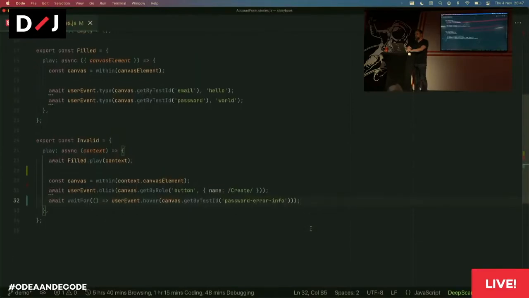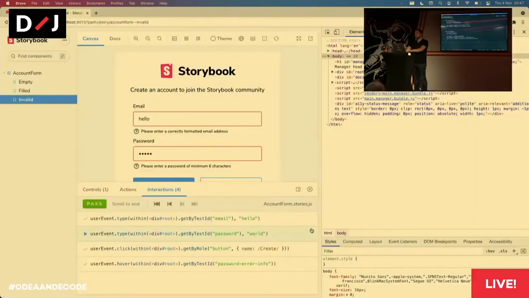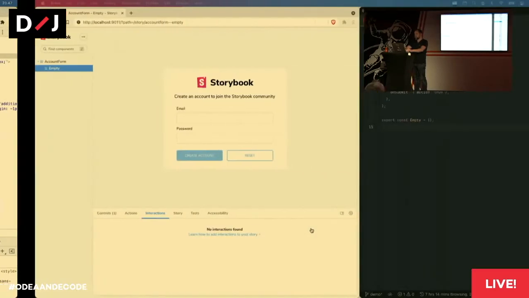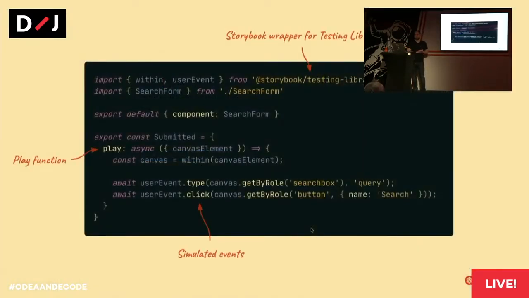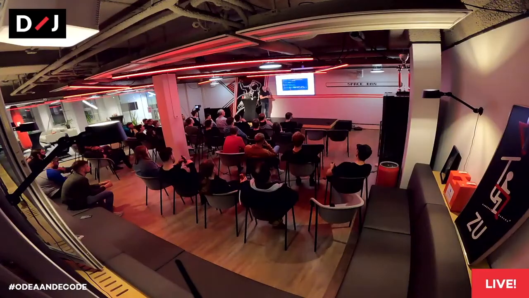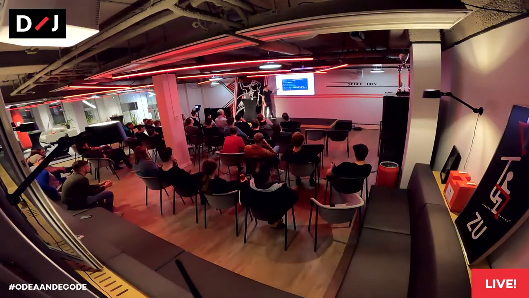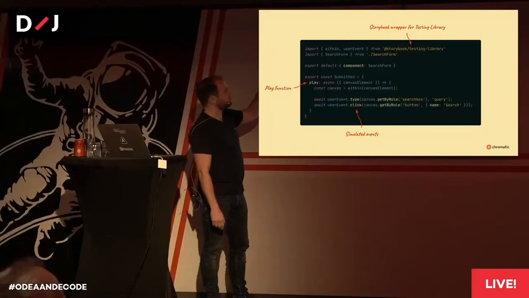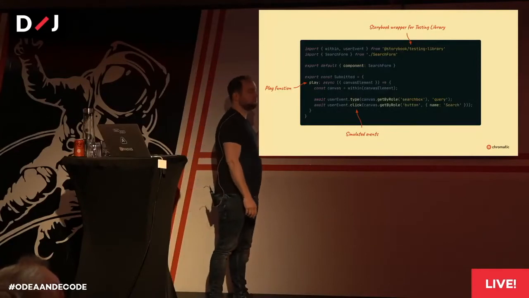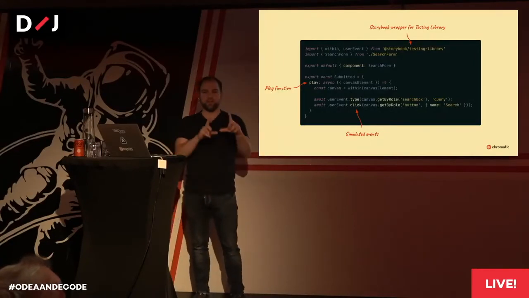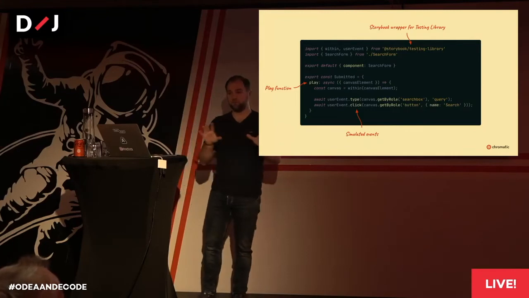So far, I'm pretty confident about it. I'm pretty happy with this. So let's jump back into my slides and look at this. To recap, this is in essence what it looks like to write an interactive story. We have our metadata there, we have our play function here, and we're simulating some events on the canvas, right? And what's important to note is that you need to use the Storybook wrapper for testing libraries, because that is what enables this panel, this debugger, to show the interactions.